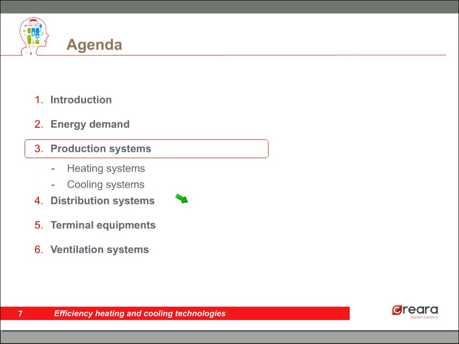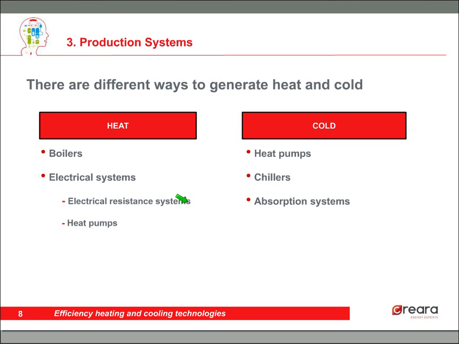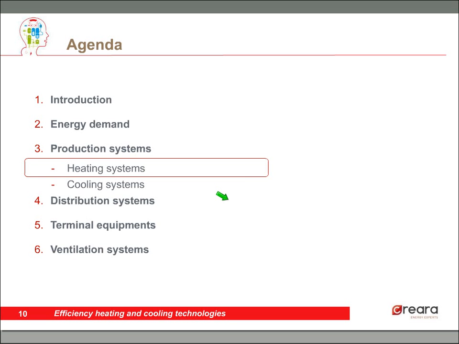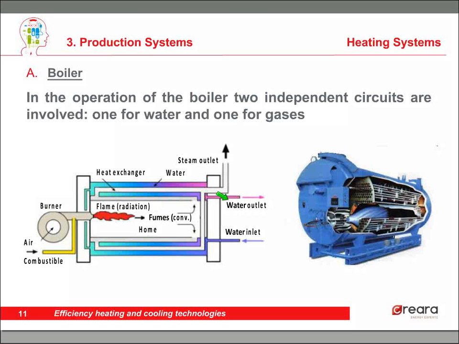So let's go into production systems now. There are different ways to generate heat and cold. To generate heat, we can use boilers or electrical systems such as electrical resistance systems or heat pumps. And talking about cold, we can use heat pumps or chillers and absorption systems. Okay. So let's talk first about the heating systems.